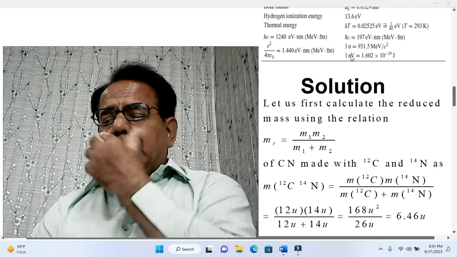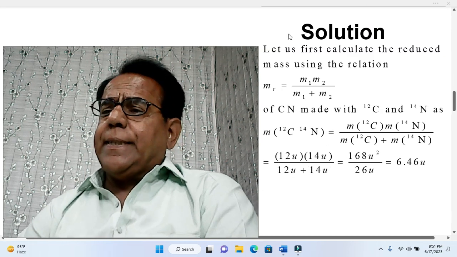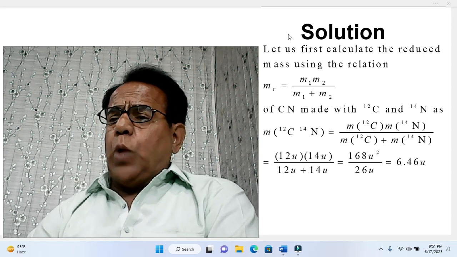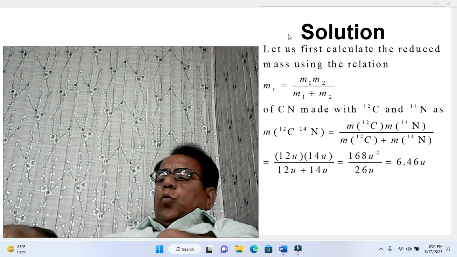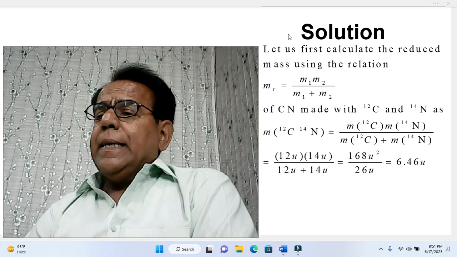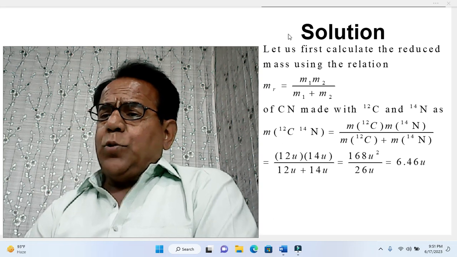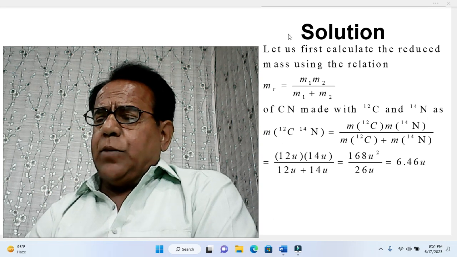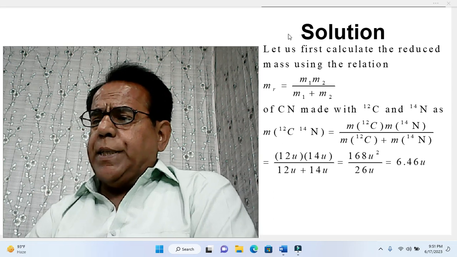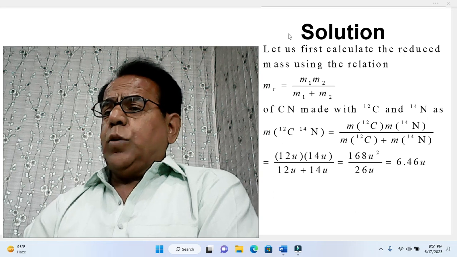Now we come towards our solution in a formal manner. Let us first calculate the reduced mass using the relation Mr equals M1 M2 over M1 plus M2 for carbon nitride made with carbon 12 and nitrogen 14. That is, mass of carbon 12 into mass of nitrogen 14 divided by mass of carbon 12 plus mass of nitrogen 14, in accordance with this formula.